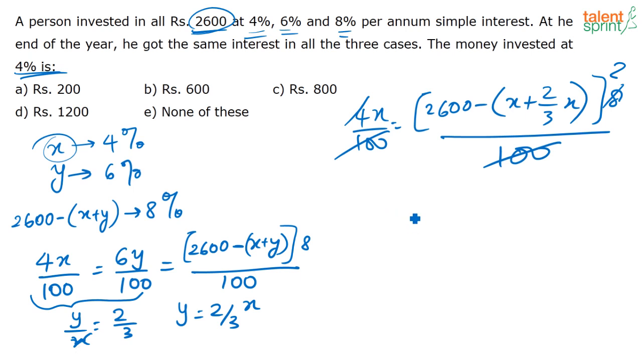So if you solve it, you get the value of x as what? What do you all get the value of x as? X, you get it as 1200. Correct? So they have asked the value of x, that is 1200, that is option D. I hope the method is clear.